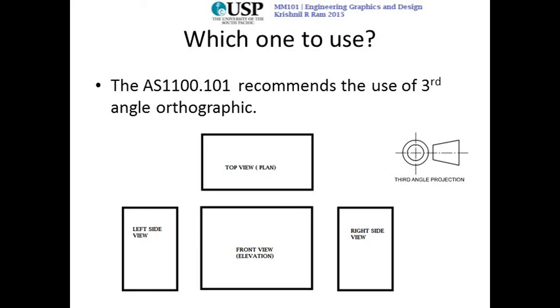So looking here once again, in third angle orthographic projection, this is how the orientation will be. Top view on top, just below the top view you will have the front view, the left side view on the left side, and the right side view on the right side. And obviously do not miss this symbol which will indicate which angle of projection you have.